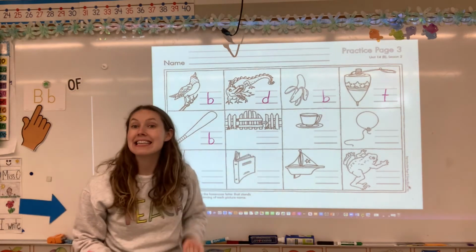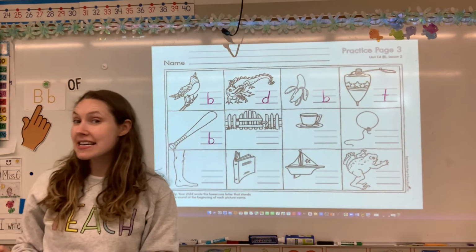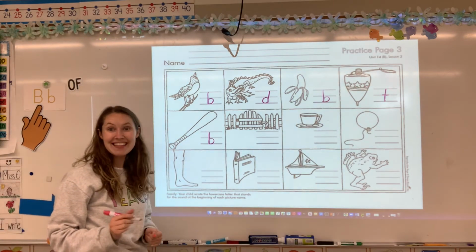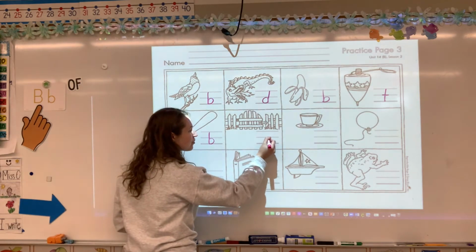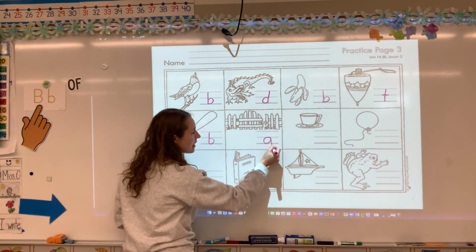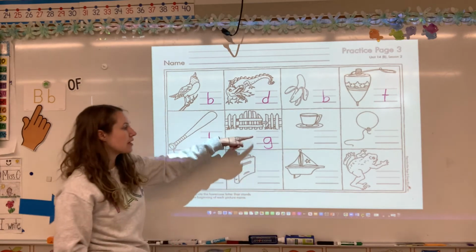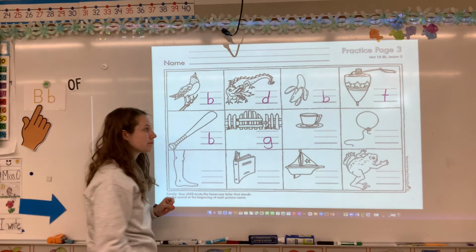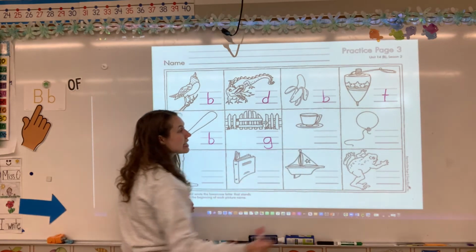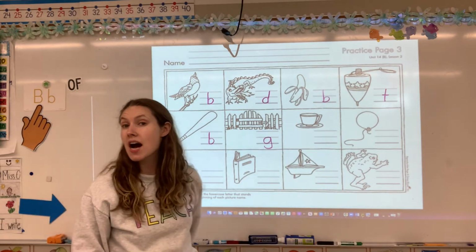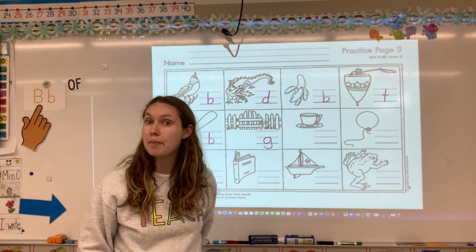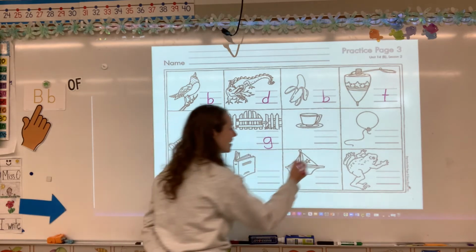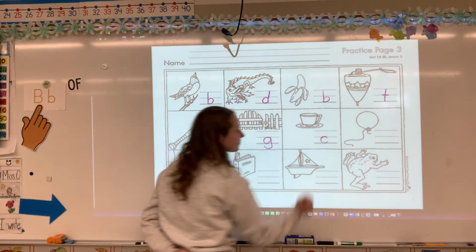Here we have a gate. Gate. What does gate begin with? That's that letter G sound. Let's make sure that for our lowercase g, we're making that circular part in between our vanilla line and chocolate line, and that hook is going underneath. Next, I have a cup. Cup. What do we hear at the beginning of cup? I hear that letter C. So I'm going to write a lowercase c.